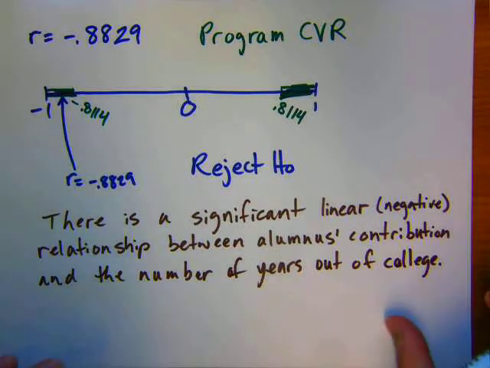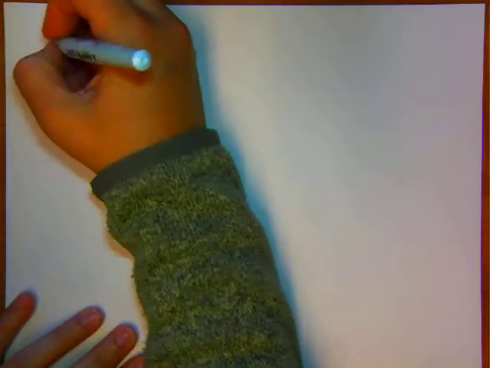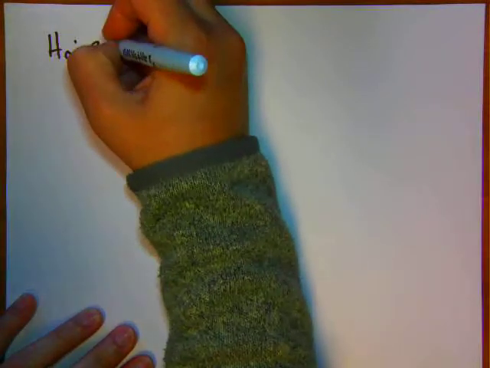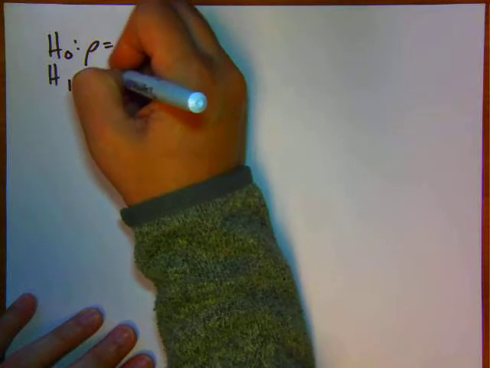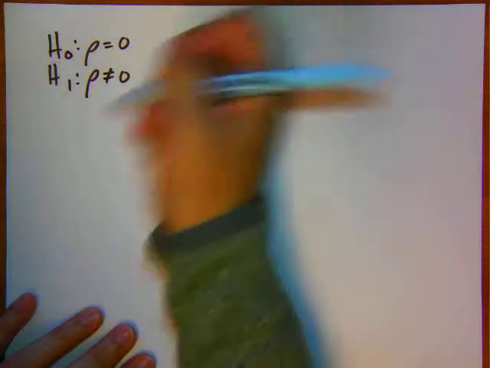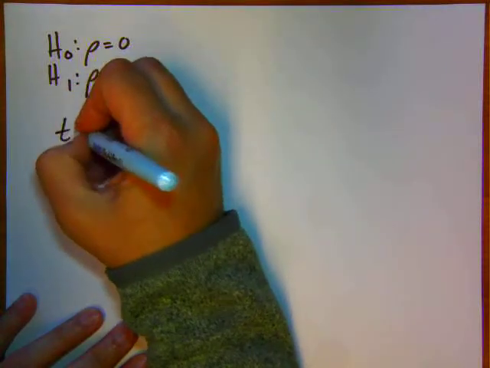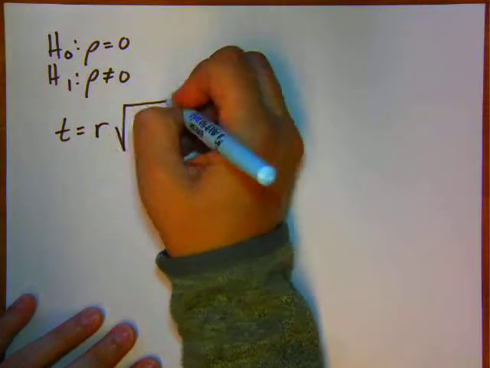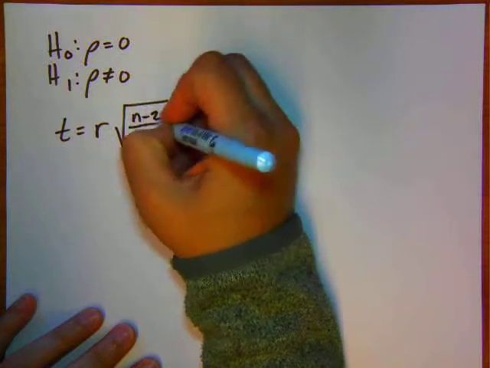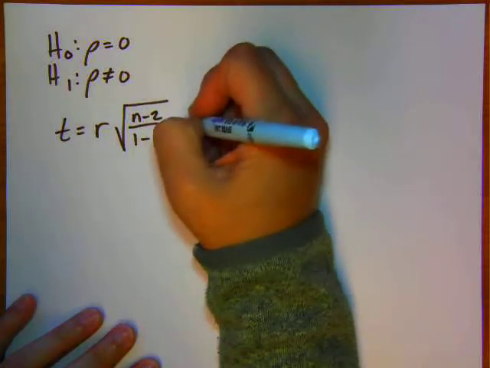And there's also the t-test option. We could have done this hypothesis test, which works exactly the same as far as the null and alternative. We have rho equals 0, rho not equal to 0. But instead, for our test statistic, we're going to find our t-test. So our t is equal to r square root n minus 2 all over 1 minus r squared.